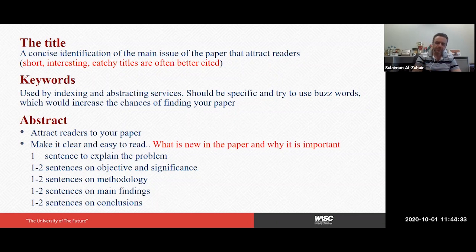So basically, it is a summary of all the work, with short statements about the significance, the methodology, the main results, and the conclusion out of it. So if a person reads the abstract, most of the people read abstracts before they decide whether they're going to cite the paper or not.